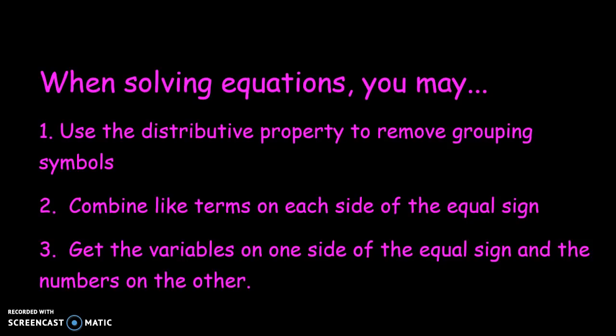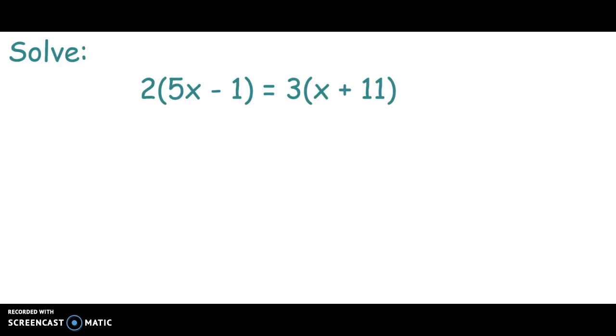You can use the distributive property to remove grouping symbols. You can combine like terms on each side of the equal sign to simplify. And you want to get the variables on one side of the equal sign and the numbers on the other. These three rules can be done to simplify and solve any equation. So let's copy down the first equation: 2 times (5x minus 1) equals 3 times (x plus 11).